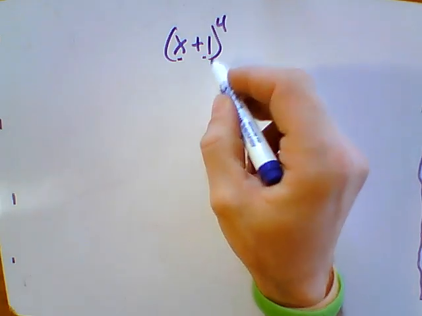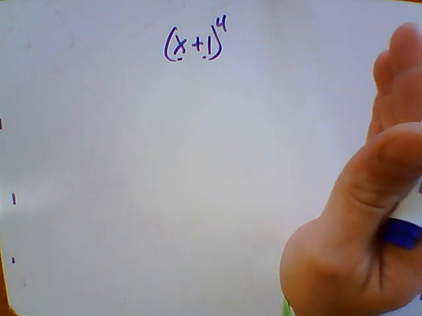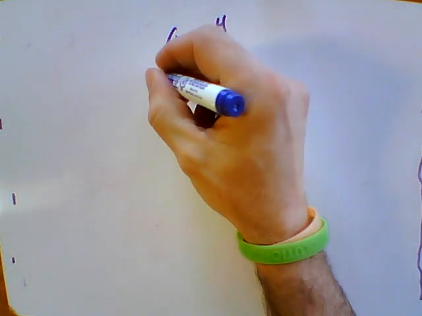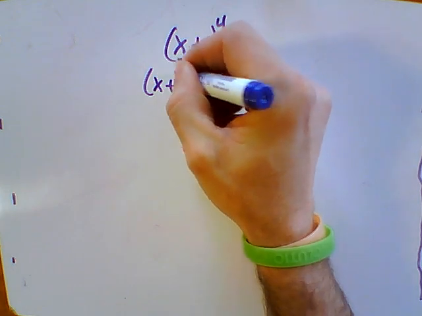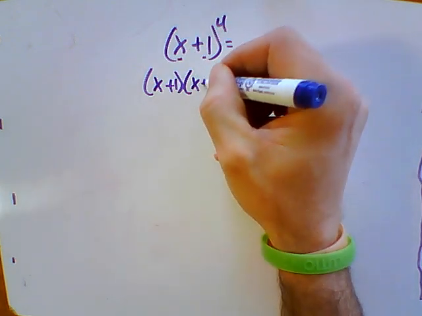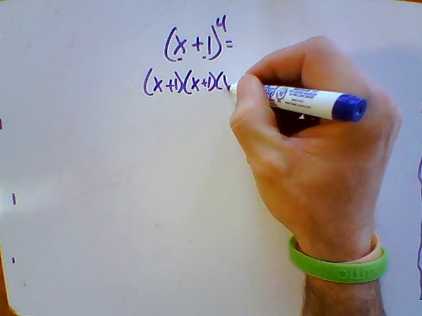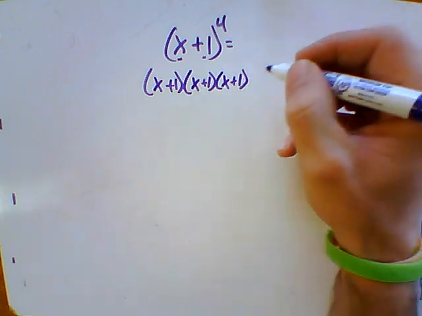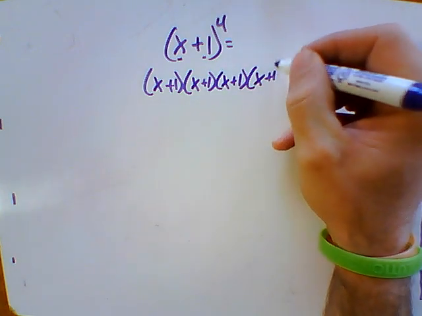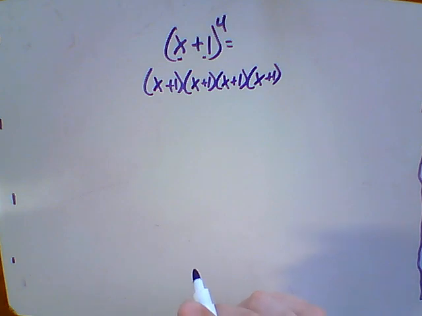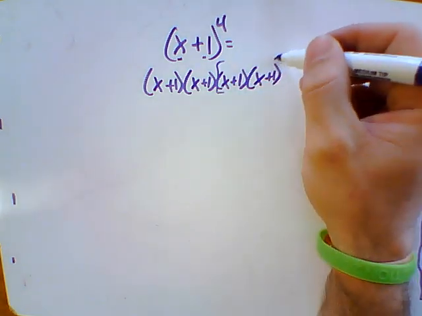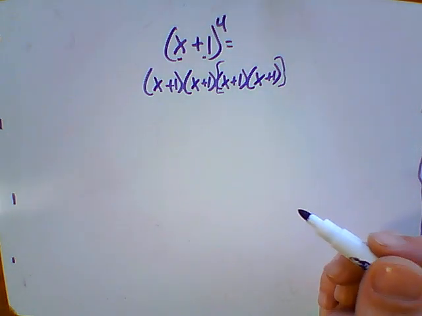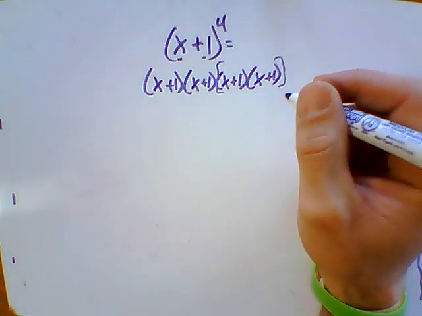Alright, if we had x plus 1 to the fourth power, multiplication is not going to be fun. That would be this, by the way, is the same thing as x plus 1 times x plus 1 times x plus 1 times x plus 1. Alright, and if I was going to do that, I would multiply these two together first. Alright, x plus 1 times x plus 1.